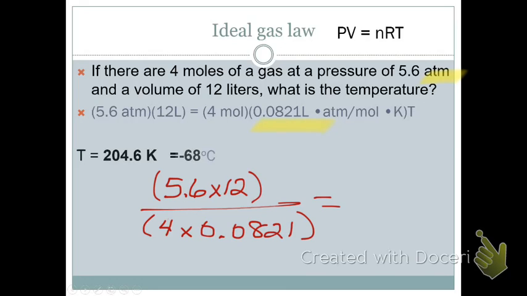When you do that, open your parentheses, 5.6 times 12, close parentheses, divided by, open parentheses, 4 times 0.0821, close parentheses, and hit the equal sign, you come up with 204.6 Kelvin. If I was going to convert that into degrees Celsius, I would of course subtract 273, which gives me negative 68 degrees Celsius. Check it carefully. Make sure you understand that.